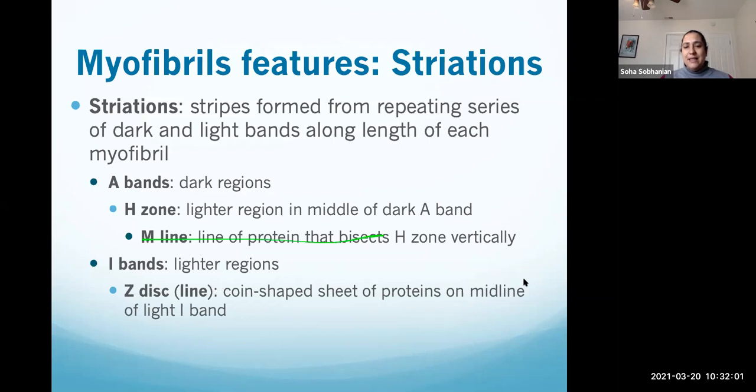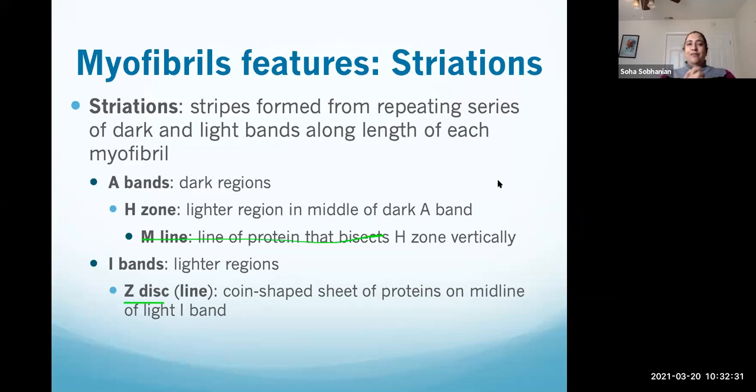Z disc is the only one that I didn't talk to you about. Z disc is basically the ending. It says it's a cone-shaped sheet of proteins on the midline of the I band. Don't need that definition. The best definition for Z disc is that it marks the boundaries for the sarcomere. So Z disc, boundary for a sarcomere. It basically shows you where the sarcomere begins and ends.